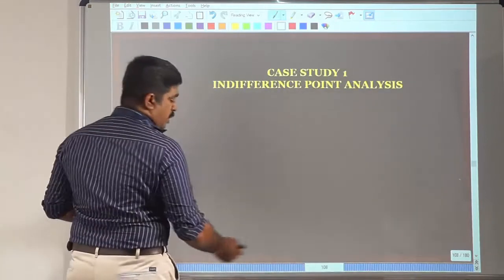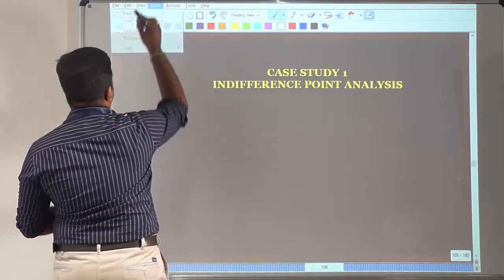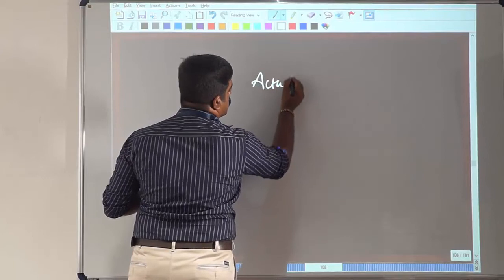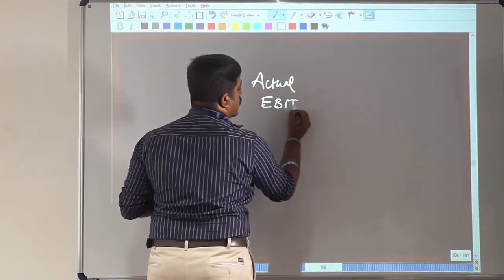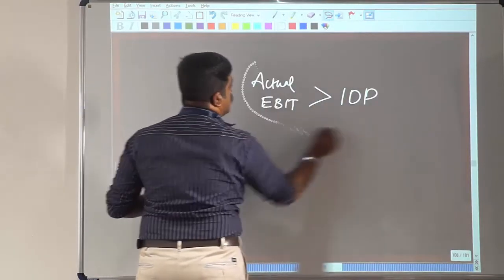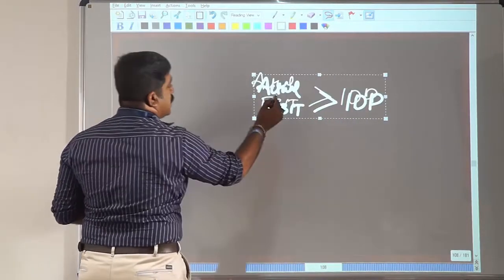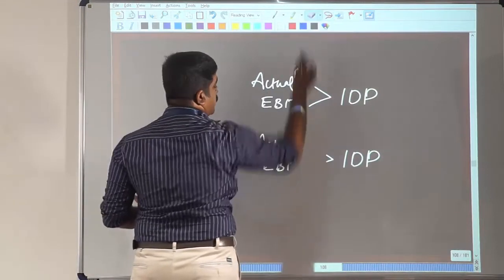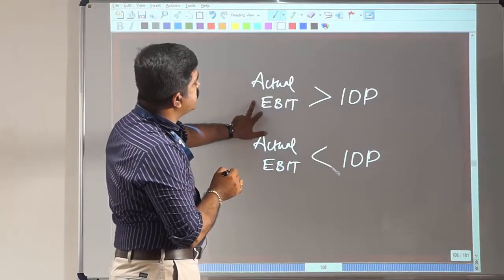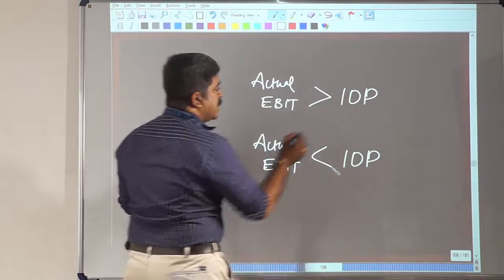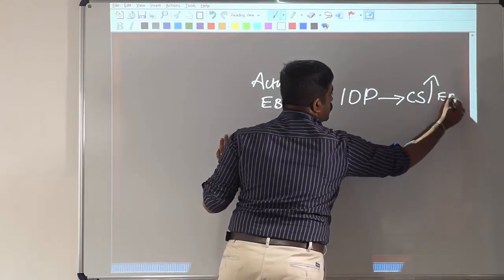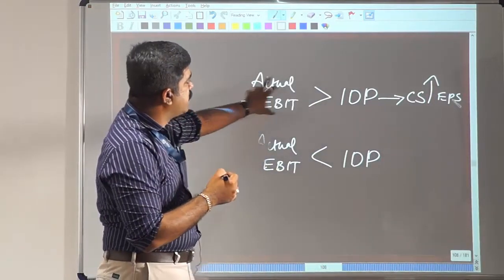So in reality, what will happen is your actual EBIT can be greater than the indifference point, or your actual EBIT can be lesser than the indifference point. So you have to take a call. If your actual EBIT is greater than the indifference point, then you have to see in which capital structure you will have EPS going up, because your actual is greater than the indifference point.